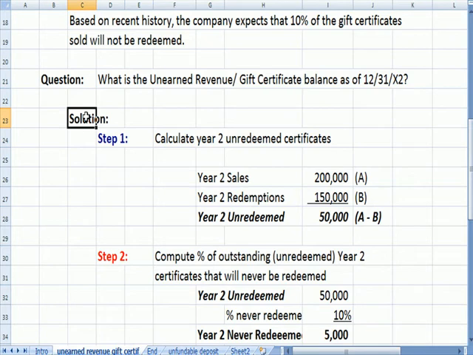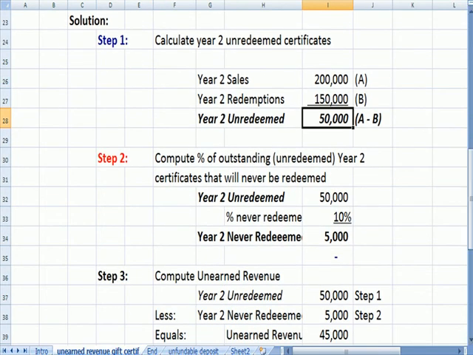So step 1 of our solution is to calculate the unredeemed gift certificates. So we're just looking at year 2. It's assumed that year 1 at this point has expired, just to keep it simple. So we have year 2 sales of gift certificates, and we have year 2 redemption, which means at the end of year 2 there are $50,000 worth of gift certificates that are not redeemed yet. And we're going to assume that into next year, which will be year 3, that people can still redeem them for good, so they're not expired yet.